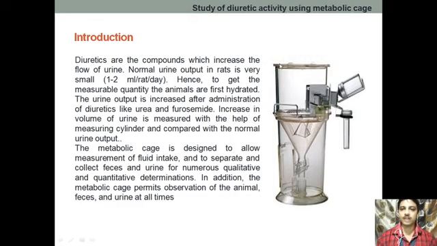So I think you have understood the structure of the metabolic cage. It is a very simple, cylindrical structure. Here the mesh and nets are there to prevent the flow of fecal matter. Only the urine will flow, and through this we can give the water and the food. Clear? So let's see how we perform the experiment using the software.